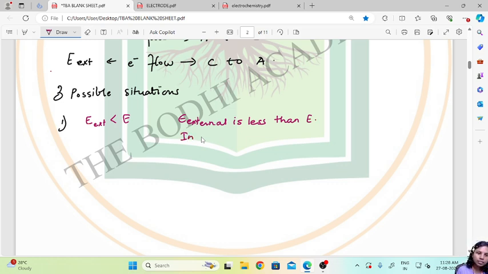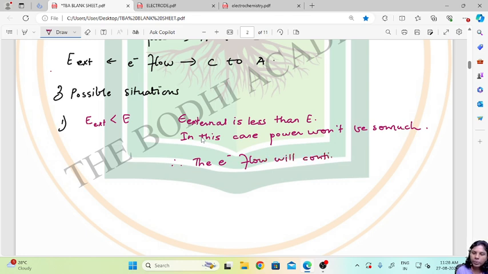In this case the power won't be so much, correct? Therefore the electron flow will continue in its original path, that is from anode to cathode, because the potential that I am applying is not able to overcome the already existing potential.